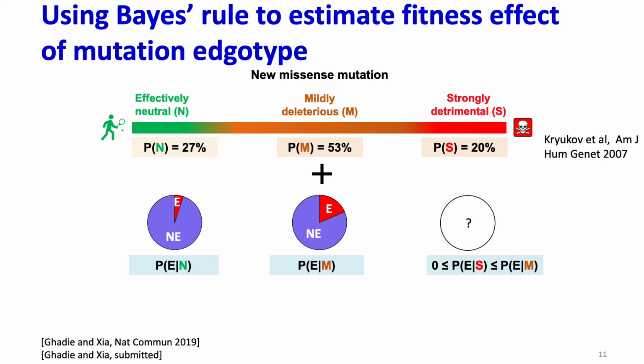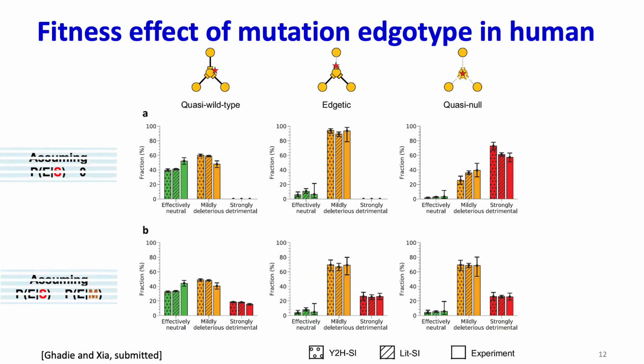Now we have everything. We use the Bayes rule to calculate the probability of agetic mutations to be neutral, mildly deleterious, or strongly detrimental. We then repeat the calculation for other mutation edgotypes as well, namely quasi-null and quasi-wild type mutations. Using this approach, we can estimate the distribution of fitness effect for different mutation edgotypes.